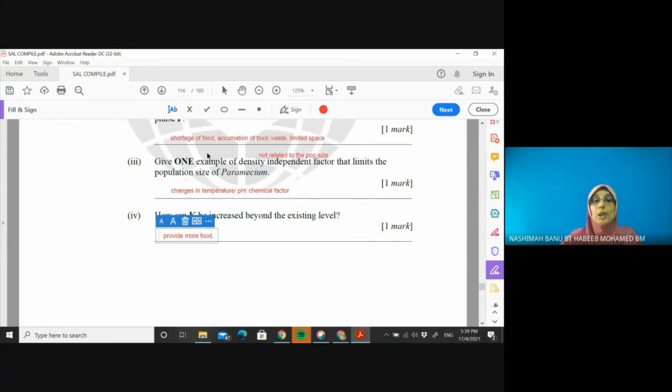Accumulation of toxic waste. So we remove the toxic waste. Senang kan? Ini limited space, so we increase the space. Habis. Nampak sebenarnya bila dia kata kita nak increase the carrying capacity tu, sebenarnya kita overcome balik masalah dia.